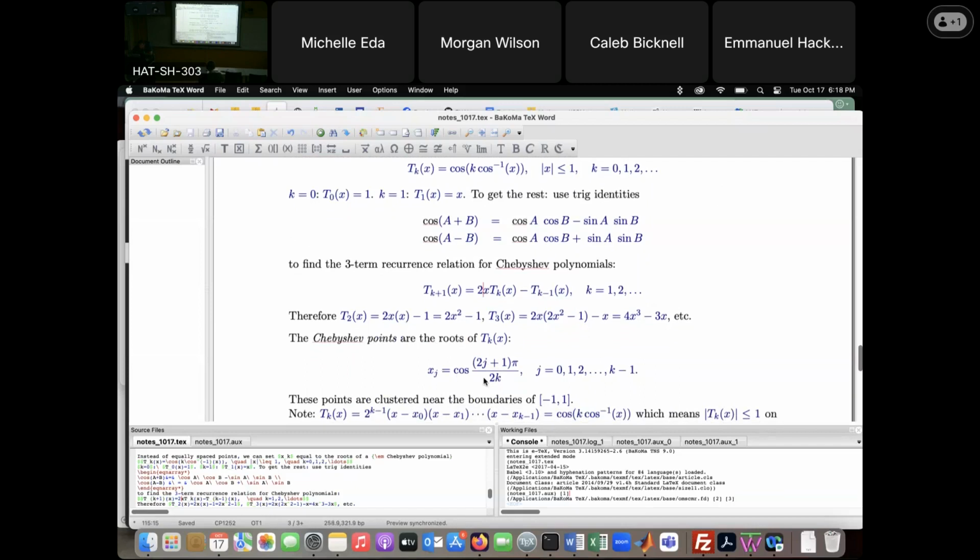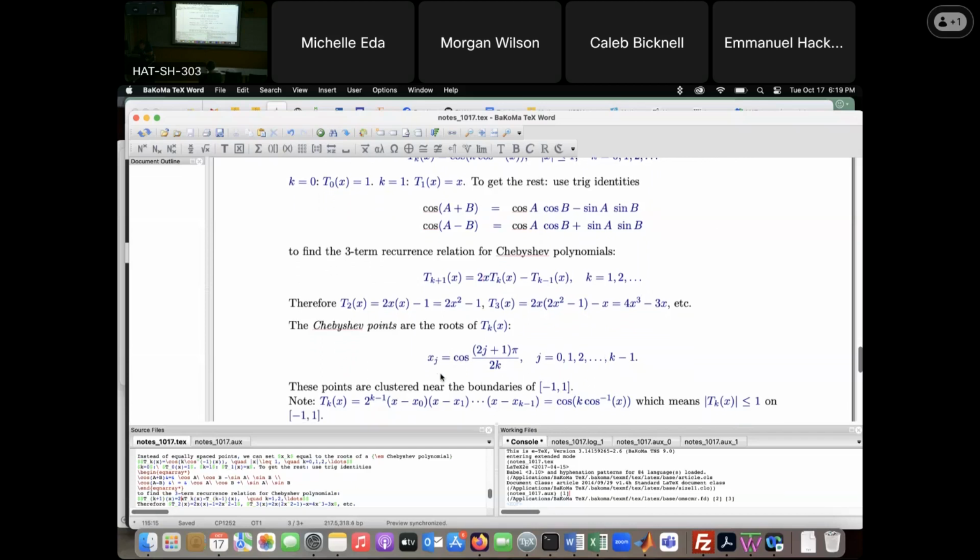Instead of being equally spaced, they're actually cosines of equally spaced angles. And that has the effect of clustering them near the boundaries of the interval minus 1 to 1. Now, how is this useful for making the error smaller?